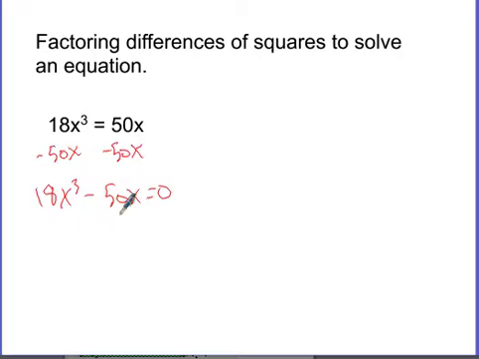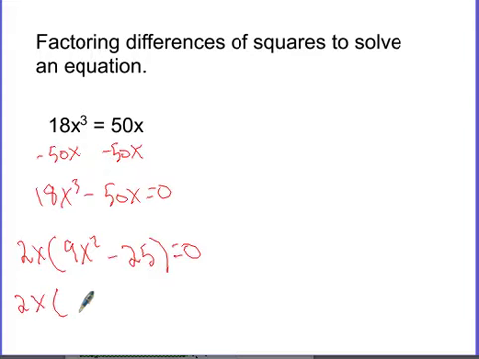All right, what can I factor out of it? 2x. So 2x, and that would be 9x squared minus 25 equals 0. Do my difference of squares, so it's 2x times 3x plus 5 and 3x minus 5, right?